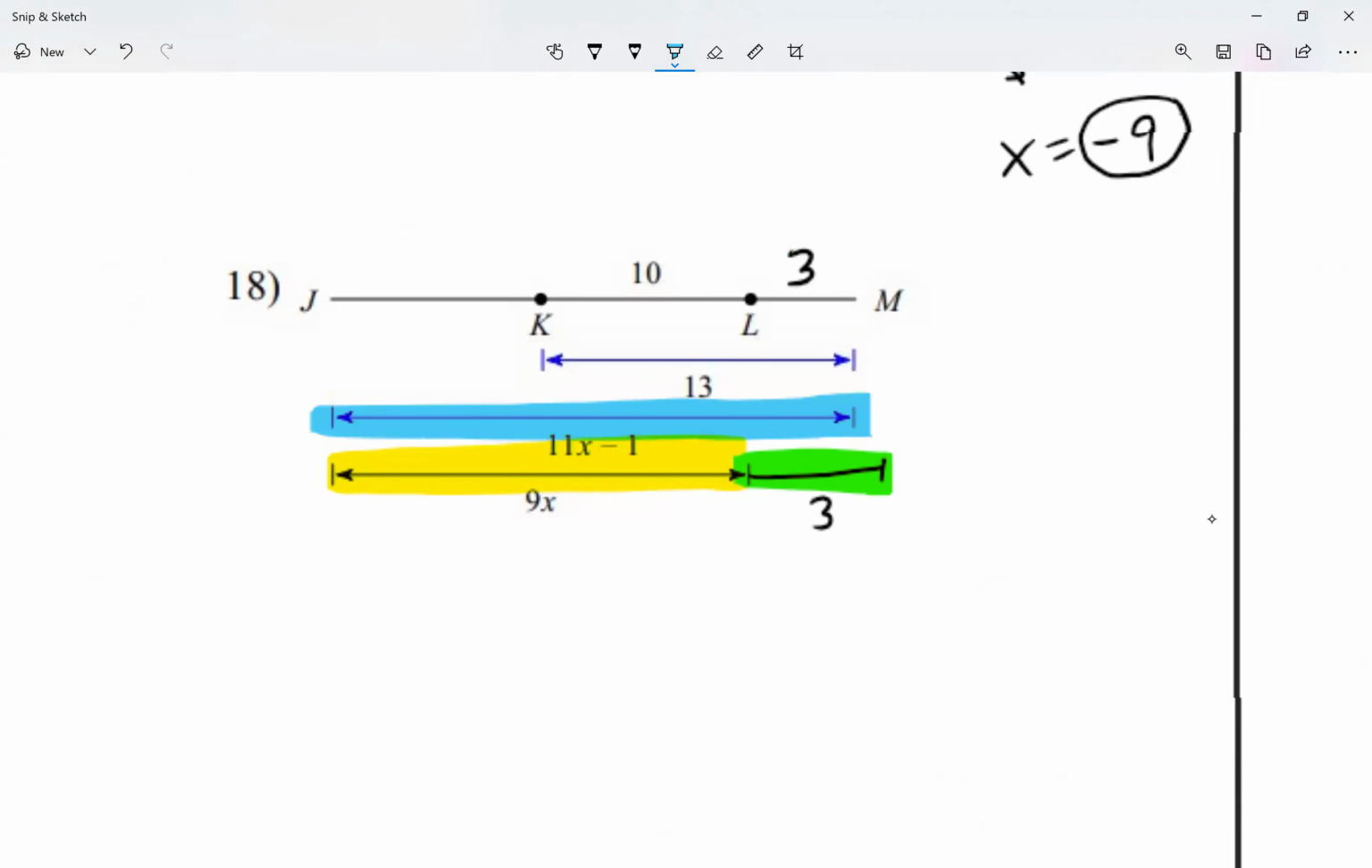And they are the same length, right? The two small segments, it is equal to the big segment here. So I'm just going to go 9x plus 3. It is equal to 11x minus 1.